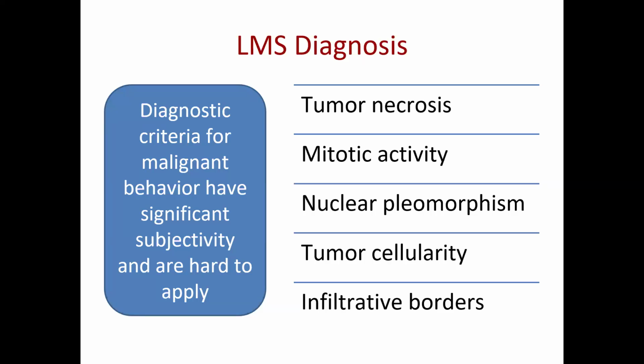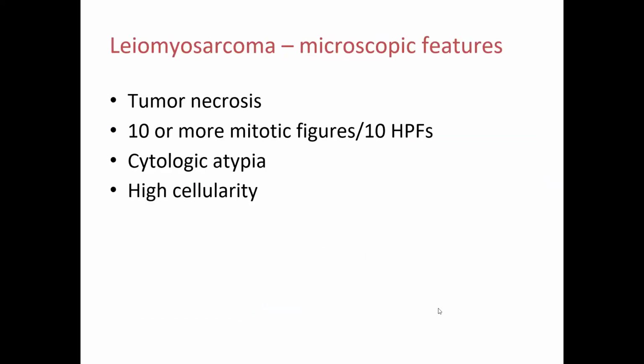Number one is tumor necrosis, and that is, at least in our days, a classic board exam question. They list all of these and ask what would be the most important feature for diagnosing leiomyosarcoma, and the answer is always tumor necrosis. Yes, you will have mitosis. Yes, you will have nuclear pleomorphism. Yes, you will have tumor cellularity, and you may have infiltrative borders. But the one constant that was absent in all the entities we discussed before was tumor necrosis. So make sure you master that.